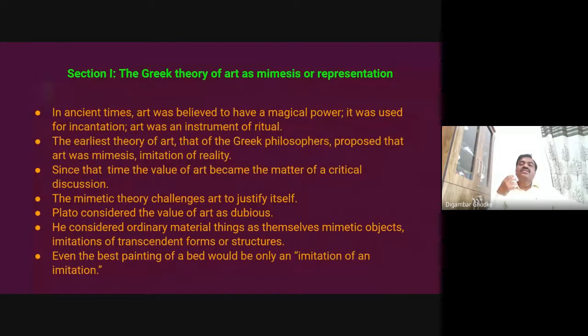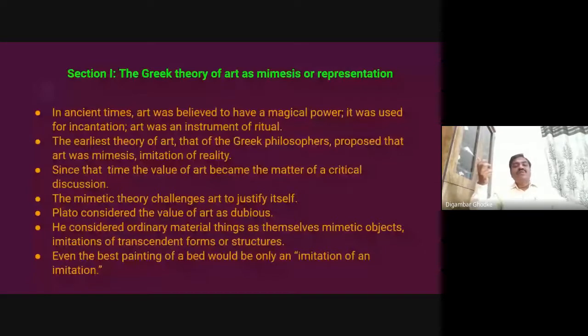These Greek philosophers, the Greek theorists, proposed that art was mimesis, as I mentioned earlier, an imitation of reality. Plato thought that art is twice removed from reality. So from the Greek times, the value of art became a matter of critical discussion. It was Plato who started it. And this theory, called the mimetic theory, challenges art to justify itself.